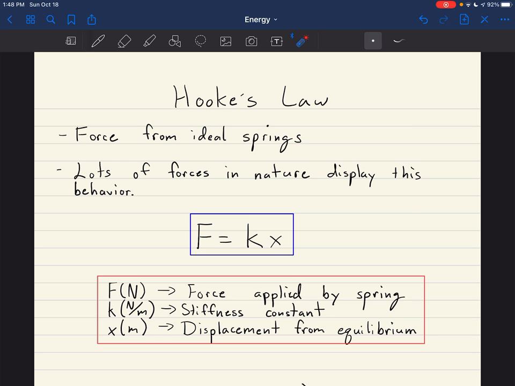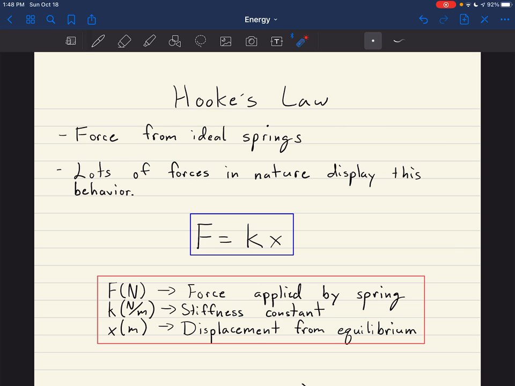is going to provide. Now, an ideal spring is one that just by definition fits this model. A lot of things in nature are going to display this behavior, but nothing really displays it perfectly. So let me go ahead and talk about what it actually says.